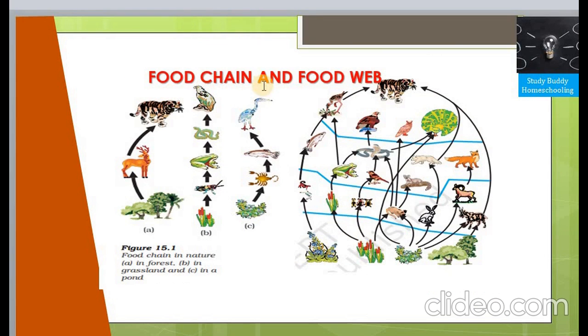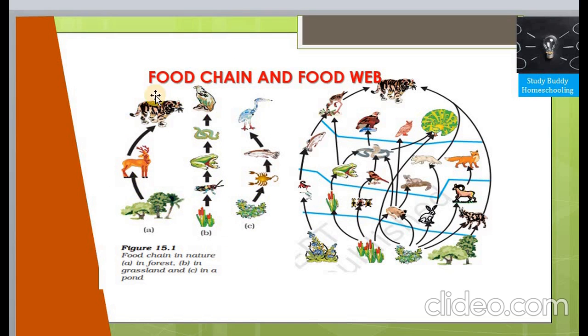Let's see food chain and food web. So what is food chain? Flow of energy at each trophic level is known as food chain. Here 3 examples of food chain are given. One is in the forest, in the grassland and in a pond.